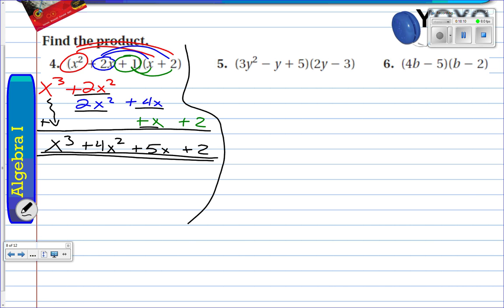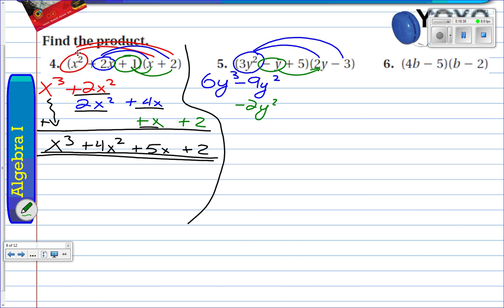Give myself some room here. 3y squared times 2y is going to be 6y to the third. 3y squared times negative 3, negative 9y squared. Negative y times 2y. Yes, that's a negative y. That negative comes with it. So I have negative 2y squared, y times y. Then negative y times negative 3 would be a positive 3y. Again, that term doesn't match, so we just stick it on the right. The last time through, notice these are the same steps over and over. We're just doing it one time for each term.